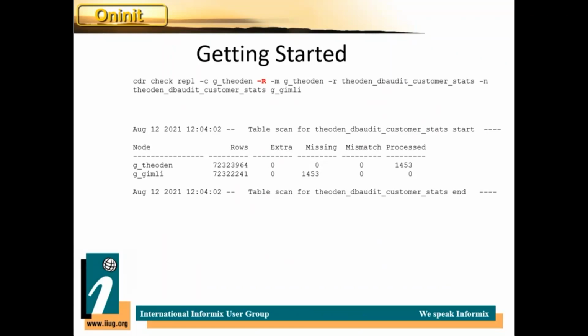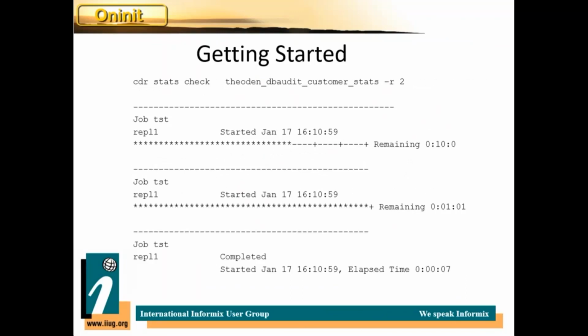If you remember, we've got a name at the top, Theoden DB audit customer stats. When you're running a large sync job or repair job, check job, you want to be able to see how it's getting on. So we've got a CDR stats check. We do CDR stats check with the replicant name that we were looking at, and we've got a -R2, so it repeats every two seconds.